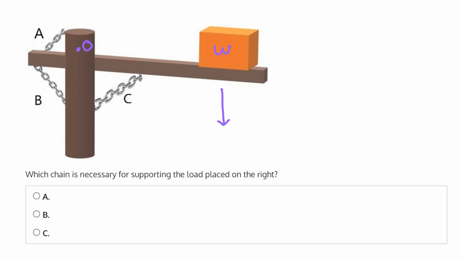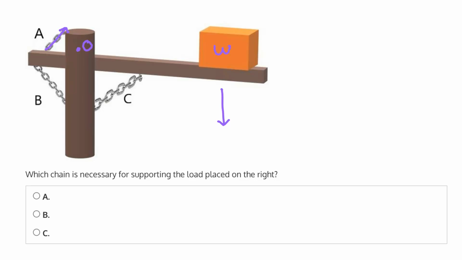So that means the chain that's necessary for supporting the load is going to restrict clockwise rotation. So let's take a closer look at each of these chains and see how they are contributing to the restriction of movement. Starting with chain A, we can see that chain A is going to restrict counterclockwise movement, which is not helpful for supporting the load on the right. We need to oppose clockwise movement, so chain A is not necessary for supporting the load.